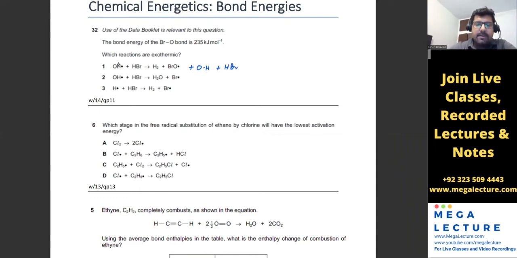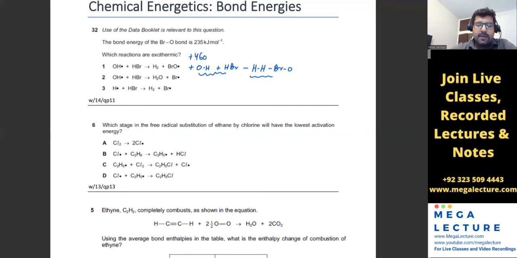And how many bonds are getting formed? You're forming an HH bond. Okay, that's going to be exothermic. And you're forming a BrO bond. So this is broken and this is formed. What are the values for OH? If you look at the table, it's going to be 460.